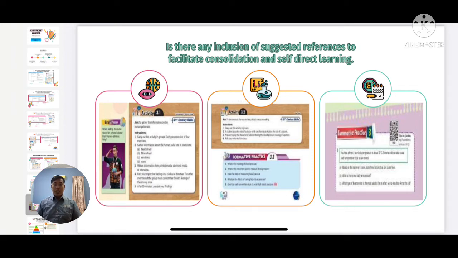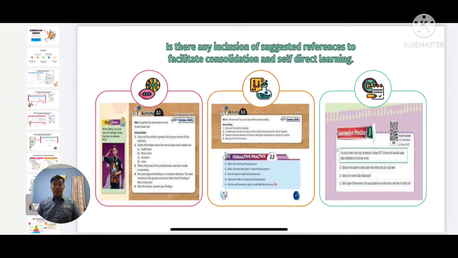As we can see, there are activity 3.1 and 3.2, formative practice and summative practice 3. Formative practice can be done by the students during the ongoing chapter, while the summative practice can be settled by the students at the end of the chapter. This step can help students to understand the topic, and teachers also can measure students' ability about their knowledge of the chapter.